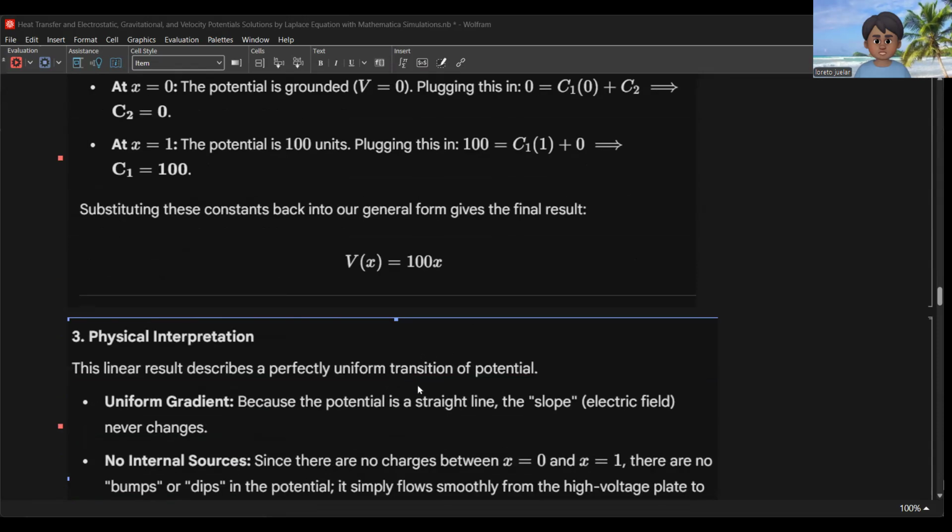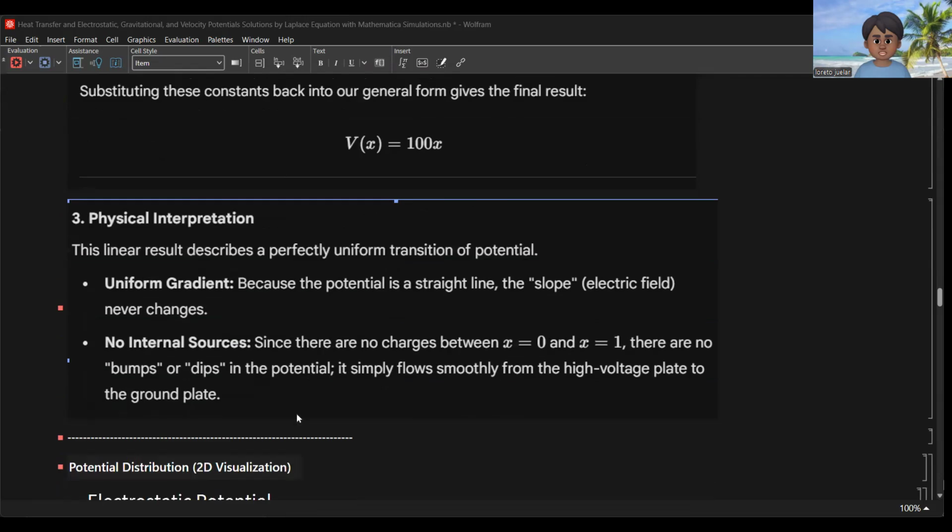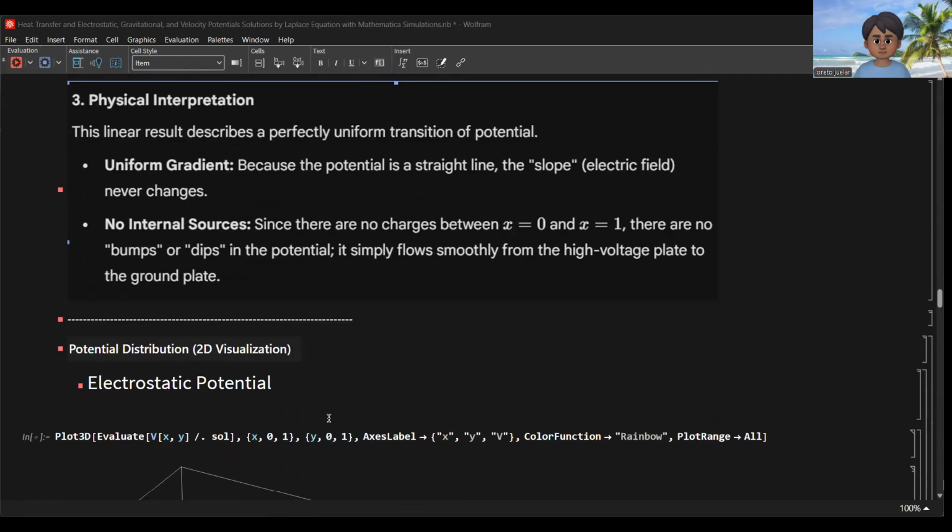So we have the physical interpretation here. This linear result describes a perfectly uniform transition of potential. You have the uniform gradient here. Because the potential is a straight line, the slope, the electric field, never changes. No internal sources: since there are no charges between x equal to 0 and x equal to 1, there are no bumps or dips in the potential. It simply flows smoothly from the high voltage plate to the ground state.